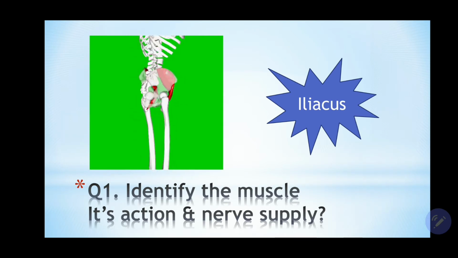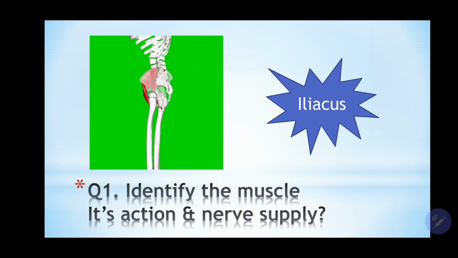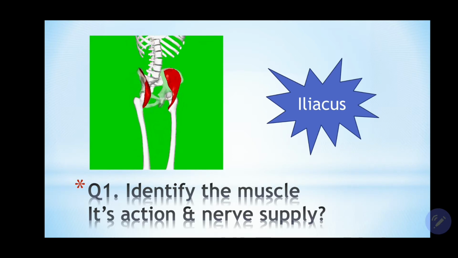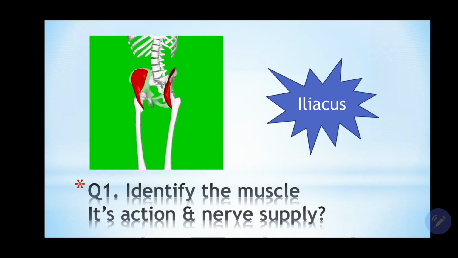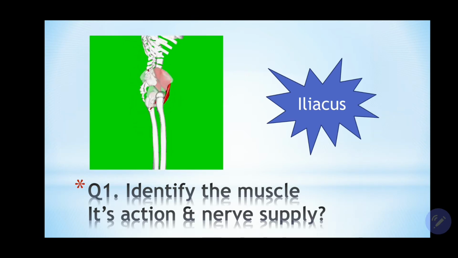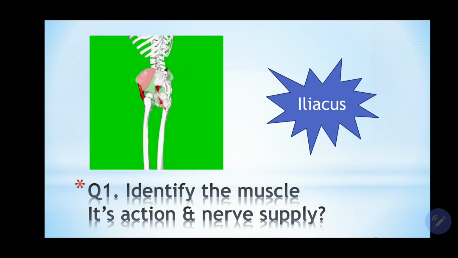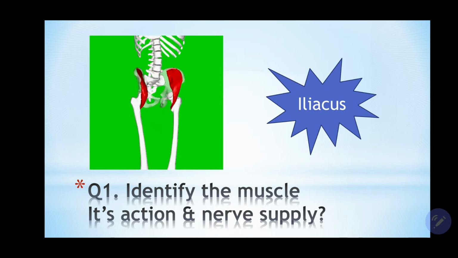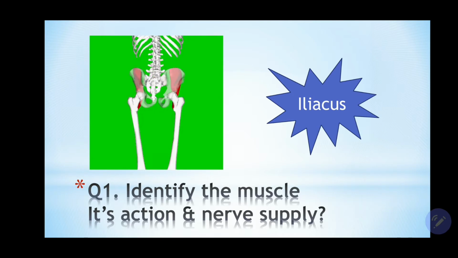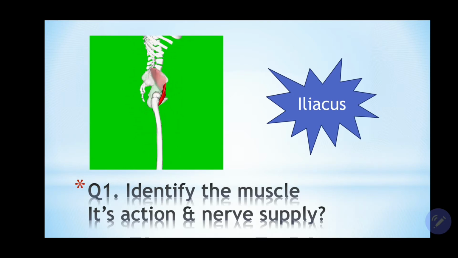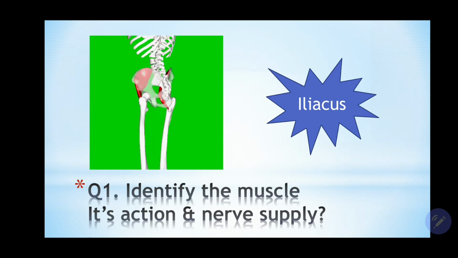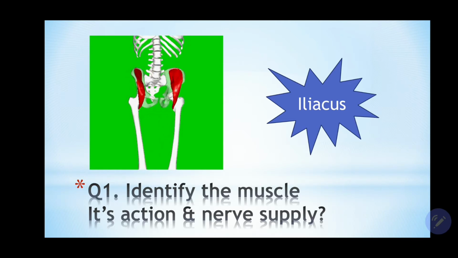The nerve supply for this muscle is a direct branch from the femoral nerve, given before the femoral nerve enters the thigh. Before it crosses the inguinal ligament, it gives a branch to iliacus. The root values of the femoral nerve, by the way, are L2, L3, L4, dorsal divisions. Got it? But here only L2 and L3 fibers reach to supply this muscle. So that was about iliacus.